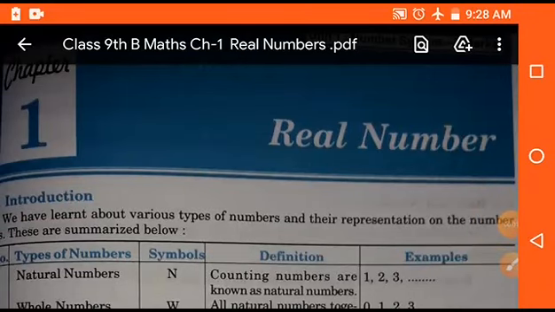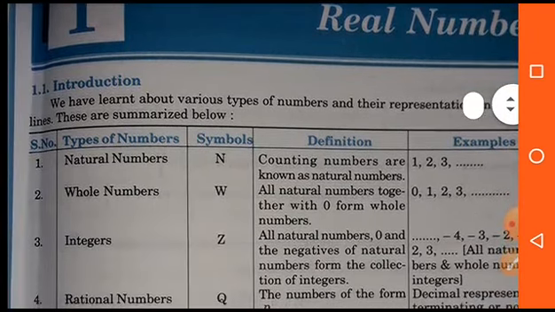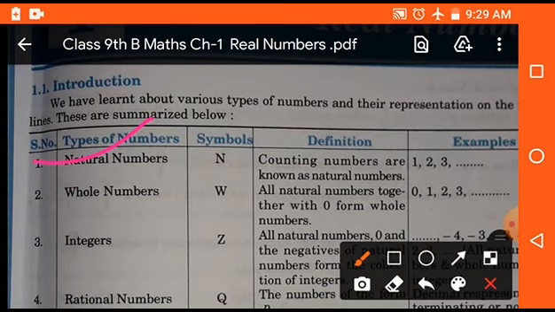In this session, we will study a most important chapter of your syllabus, and the name of that chapter is real numbers. So students, in this chapter first of all we will discuss the basic definitions. The first definition is natural numbers. Natural numbers are represented by capital N and these are the counting numbers, that means they are used in counting. For example, 1, 2, 3, 4, and so on.